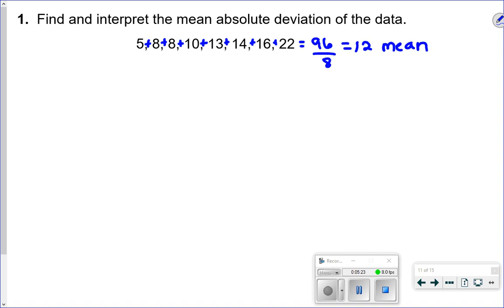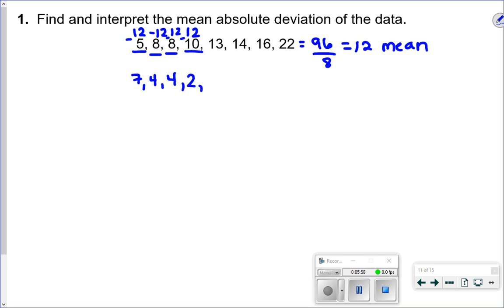So now my next step is to take each number and subtract it with 12 to figure out how far away from 12 it is. And you always subtract in a way that's going to give you a positive answer. So I'm going to do 12 minus 5, that's 7. 12 minus 8, that's 4. And 4 again, because I have another 12 minus 8. I have 12 minus 10. It's going to be 2.